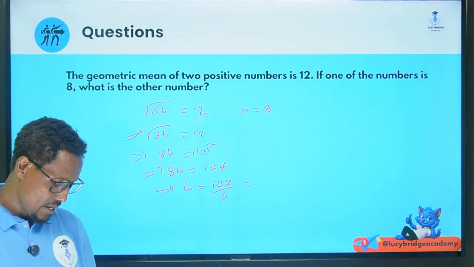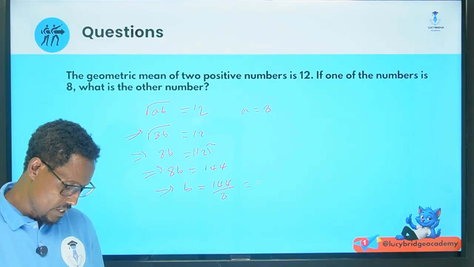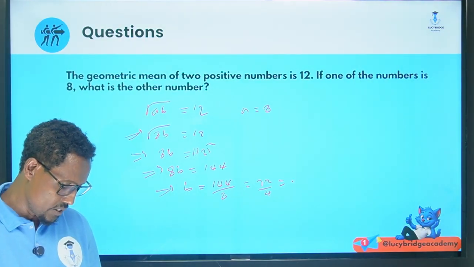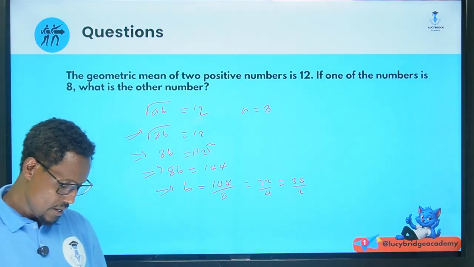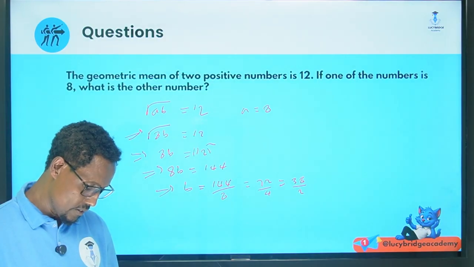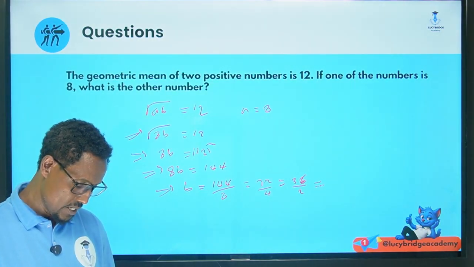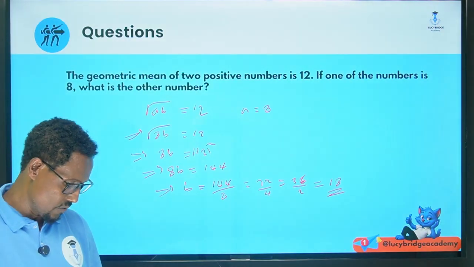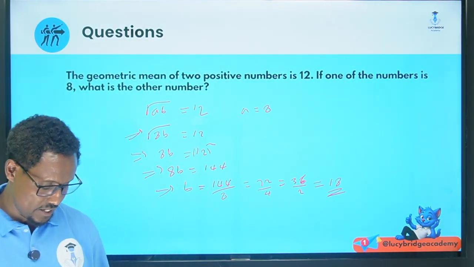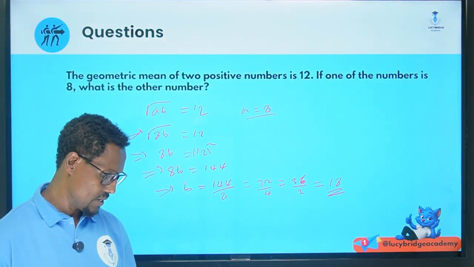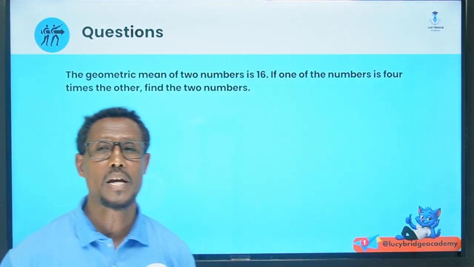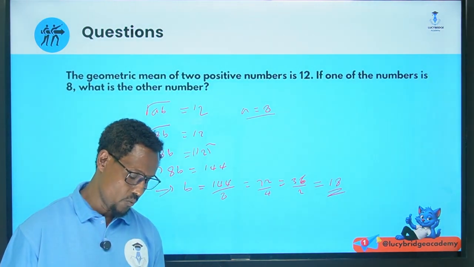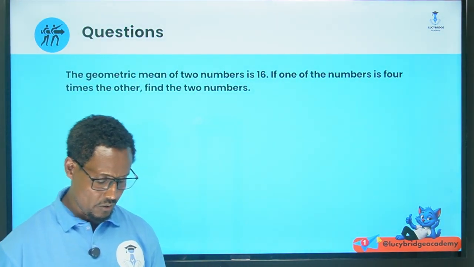You can simplify by 2: 72 over 4, then 36 over 2, which means 18. So the value of B is 18 and the value of A is given, which is 8. The two numbers are 8 and 18. That means the geometric mean between 8 and 18 is how much? 12.